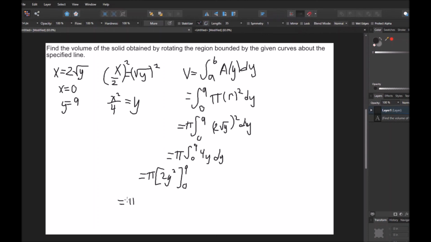So then we get pi times 2 times 9 squared. And 2 times 0 squared would just be 0, so I'm just going to leave that part out. And so we're going to have pi times 2 times 81. And that is going to give us our final answer of 162 pi. And that would be my final answer for this one.